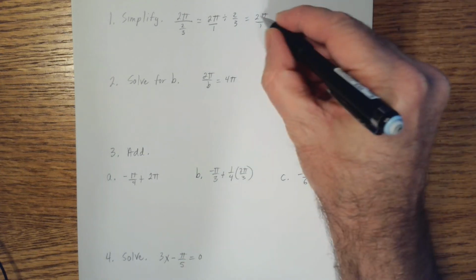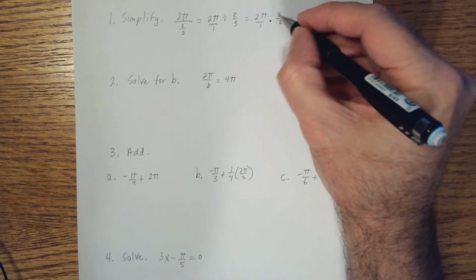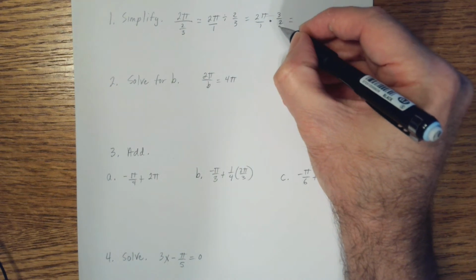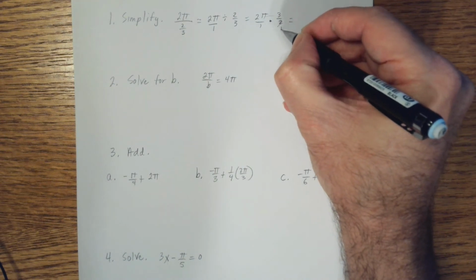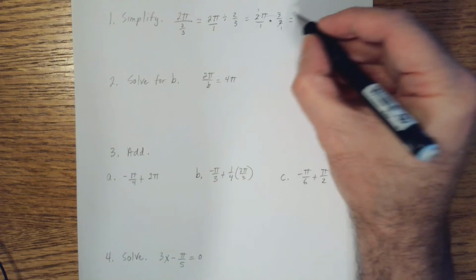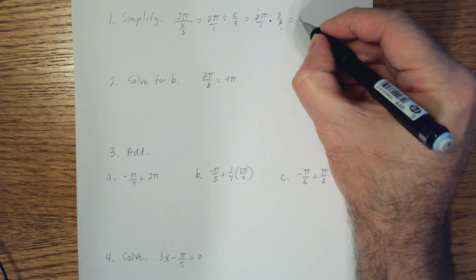So now you can multiply across and you'd get 6 pi over 2, which is going to reduce to 3 pi. You could also cancel, divide by 2 here, and you can see you're left with 3 times pi, or 3 pi.